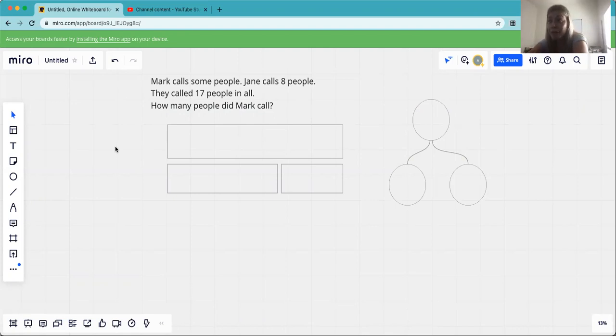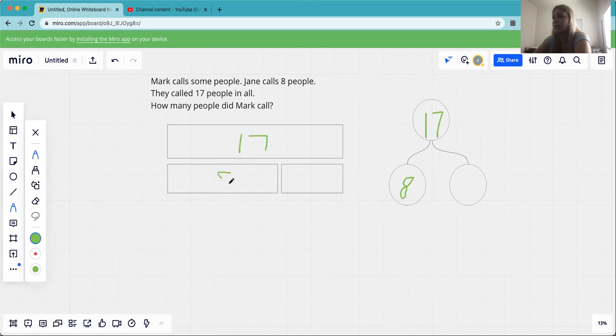All right, so you figured out how many people Mark called. So let's work this out. So we know that they called 17 people in all. So that is going to be our whole. All right. We know that Jane calls 8 people. So that's a part that we already know, 8. We're trying to figure out what our other part is.